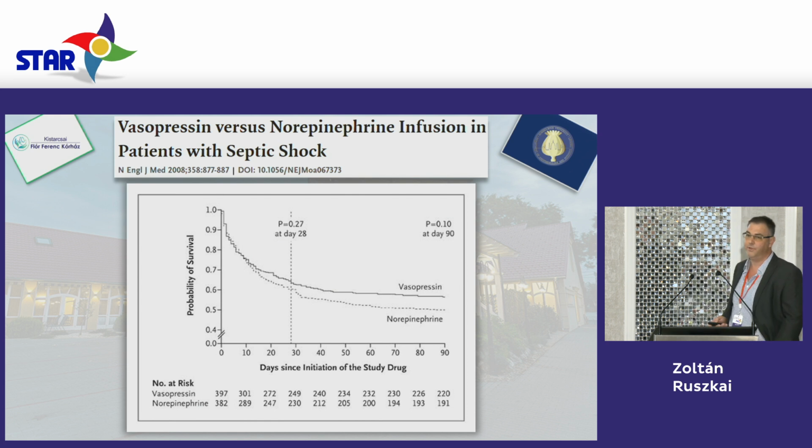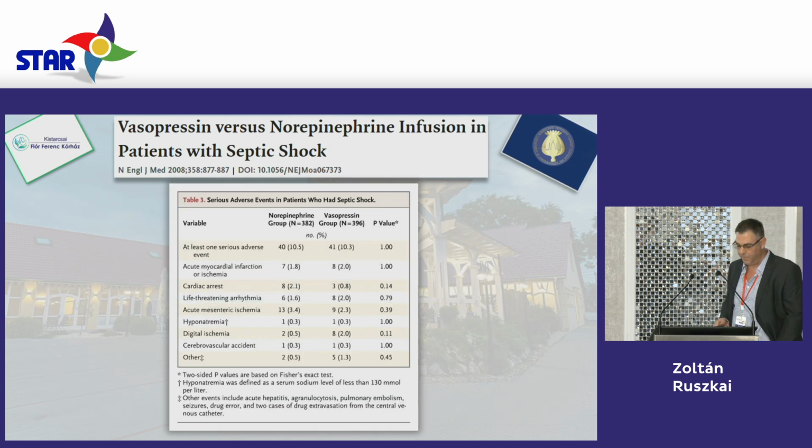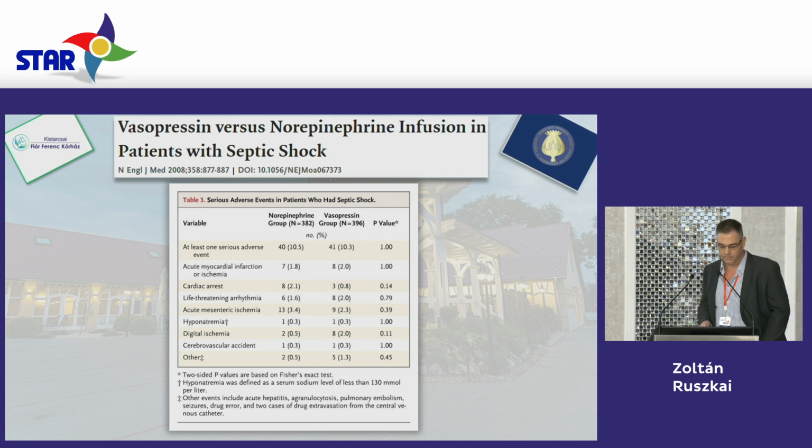This was the VAST trial, and they found that if vasopressin was the first-line vasopressor, there was no significant decrease in mortality, only in patients with less severe septic shock. But how we know that a patient is in a less severe state, I don't know. But it's obvious that no more adverse events were observed when patients got vasopressin.